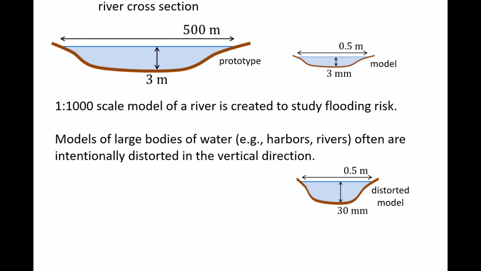When models are intentionally distorted in this manner, engineers may have to make additional modifications to the model in order for the model to produce useful results. Unfortunately, there are no general rules for dealing with distorted models. Engineers must use their experience and judgment when deciding if a distortion will impact the usefulness of the modeling results.